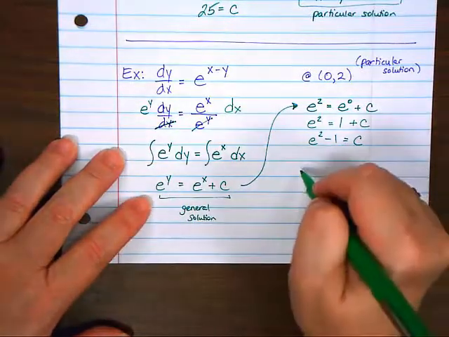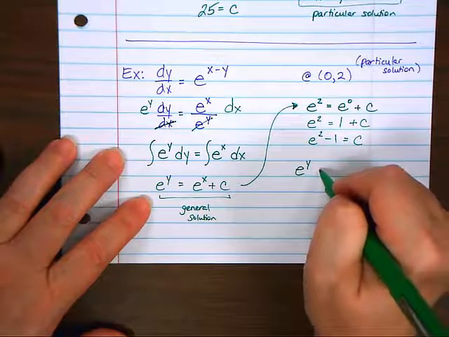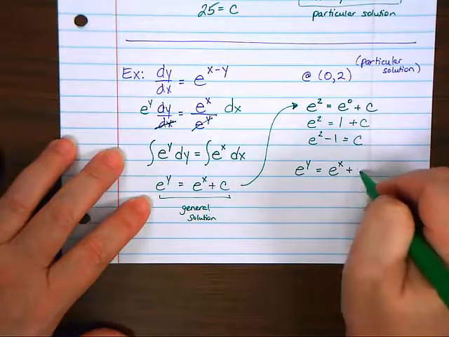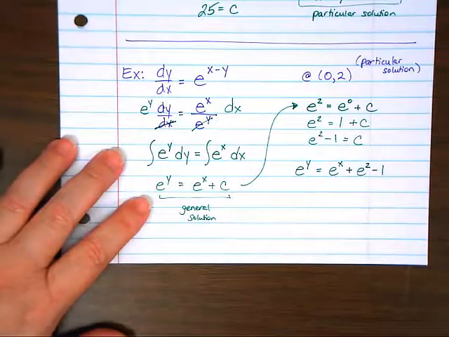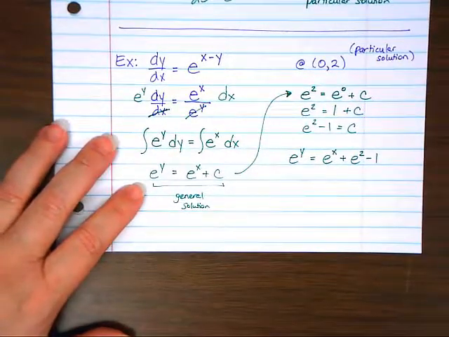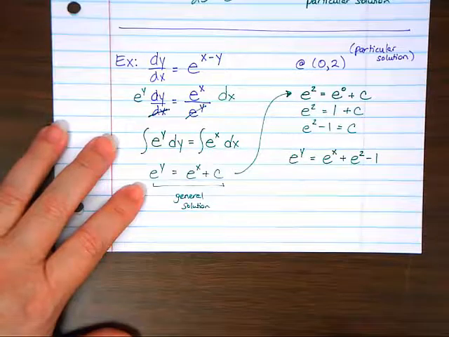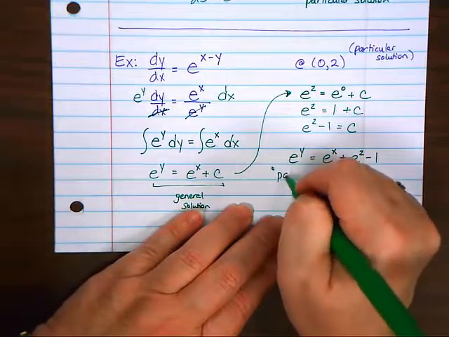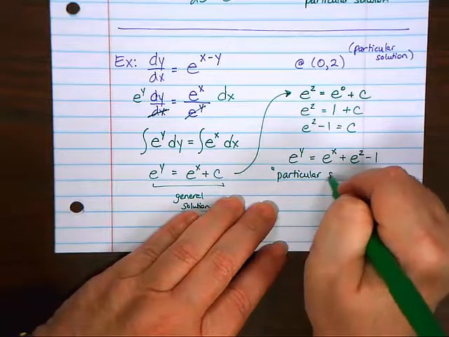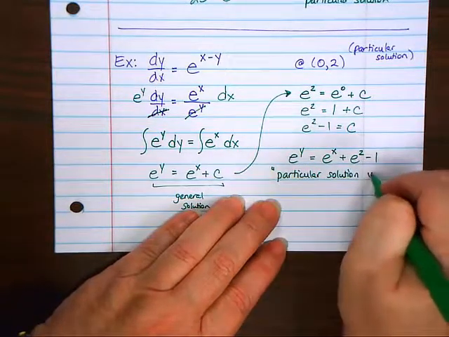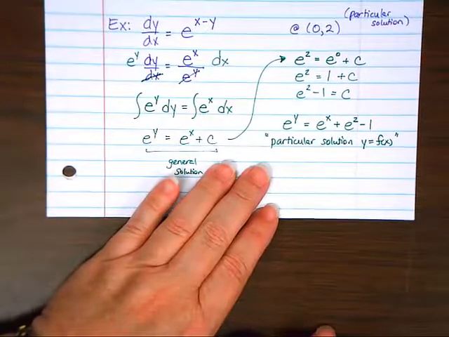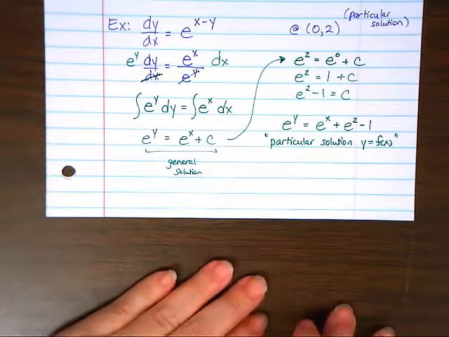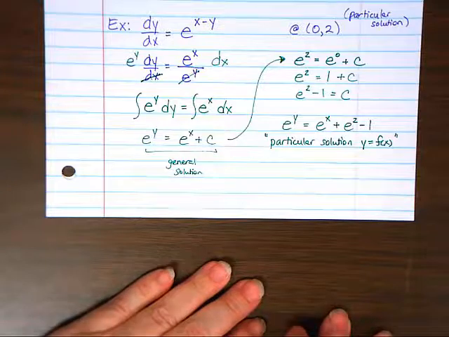Now go back to here and write e to the y equals e to the x plus e squared minus 1. Okay, that is a valid particular solution because the c is gone. But very recently on the AP exam they have started writing this: find the particular solution y equals f of x, close quotes. If you see that phrase, that means you have to solve for y. They won't give you the point for getting the equation unless you do.